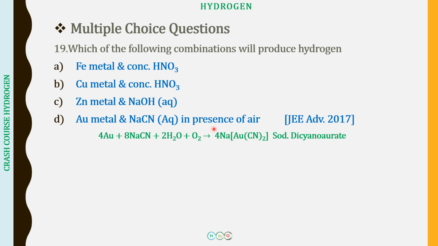So gold on reaction with sodium cyanide, water and oxygen is going to form sodium dicyanoaurate, and this process is called the MacArthur Forrest process or the cyanide process, which is used as a metallurgical technique for the extraction of gold from low grade gold ore. Okay, so the choice over here that is going to be correct is the C choice.